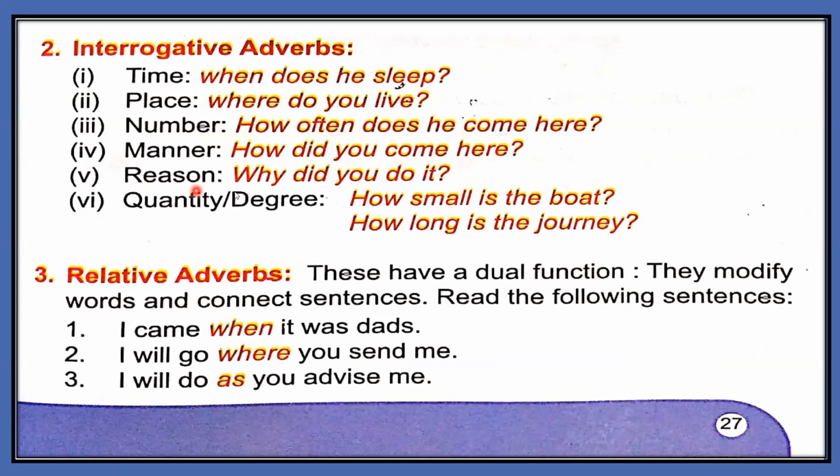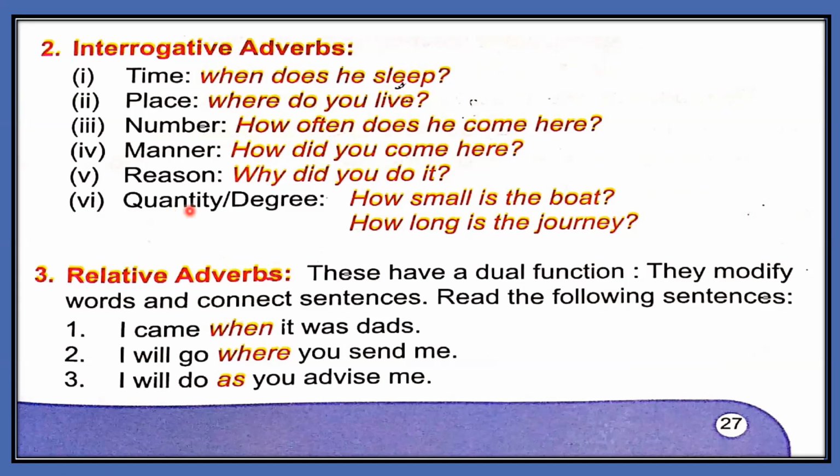Number five, reason. Why did you do it? Now this is an adverb of reason. Why did you do it? Give me the reason, like, I did it because I was busy. So the person is asking, why did you? The word why is an interrogative adverb and it is asking for the reason. It is used for the reason.